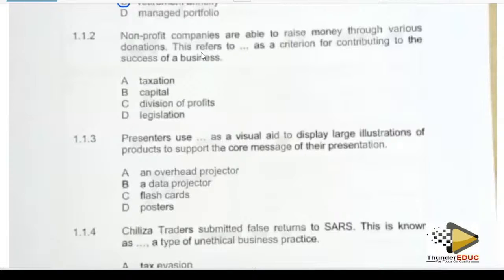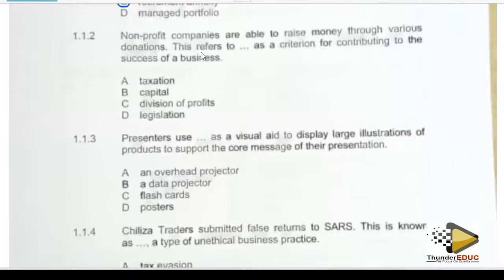So now let's check the question. The question says, non-profit companies are able to raise money through various donations. And this refers to DASH as a criterion for contributing to the success of the business. So in this regard, our appropriate answer is going to be B. Why B? Because B contributes towards the success of the business.